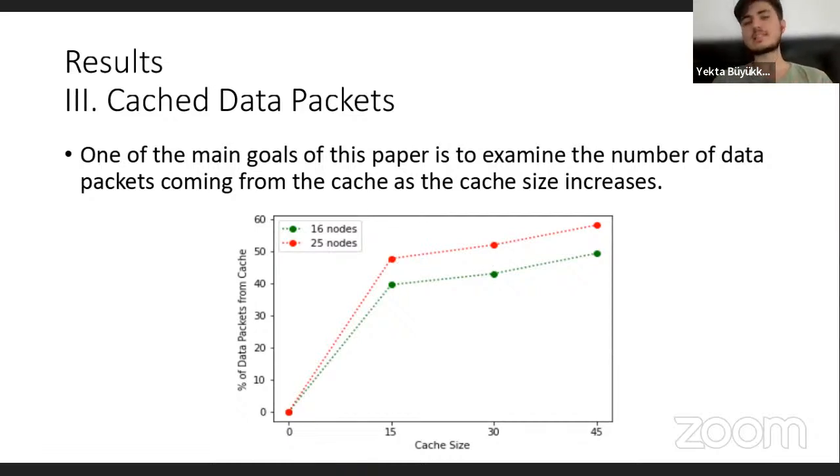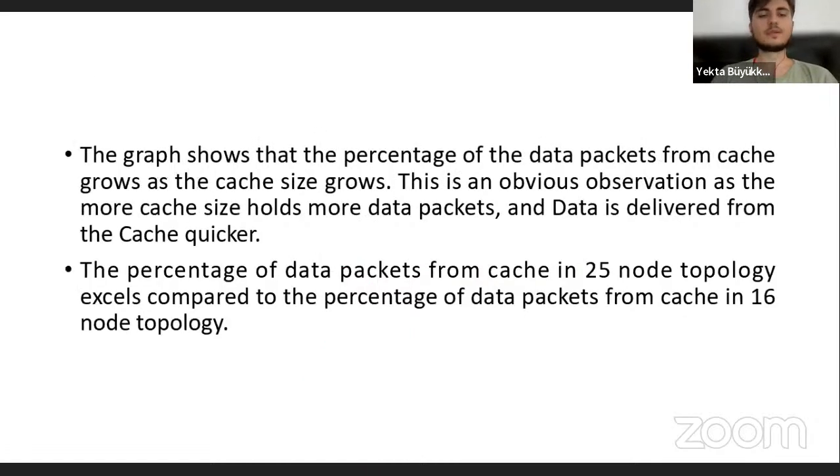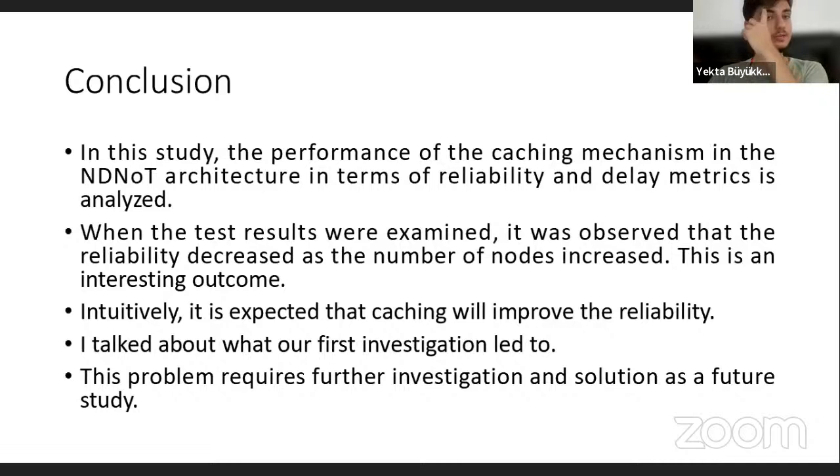And this was also expected, of course, because you would expect that as the cache size grows, so the growth would happen in the data packets from cache. And you can see that, expressed in red, in the 25 nodes topology, there are much more data packets coming from cache, as you would expect, because there are much more nodes in the topology. So this, as I said, was an obvious observation for our part, and I would like to get to the conclusion.